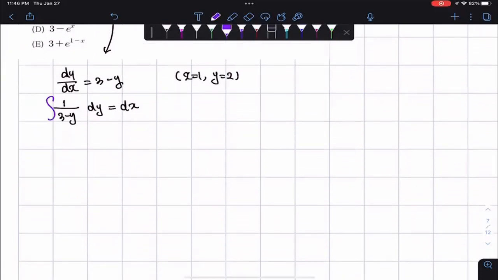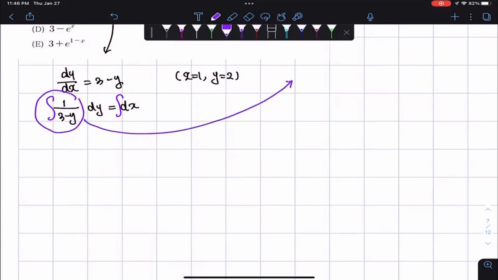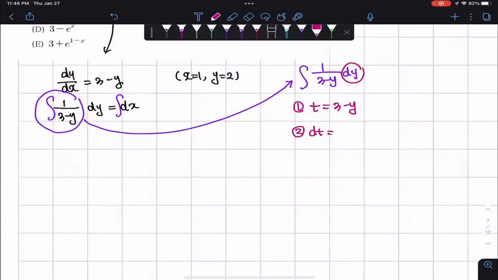Apply the integral on both sides. Take the front part, the integral of 1 over 3 minus y dy. Let's use the substitution integral, so t equals 3 minus y. To change this part into dt, differentiate dt with respect to dy, so dy equals minus dt.